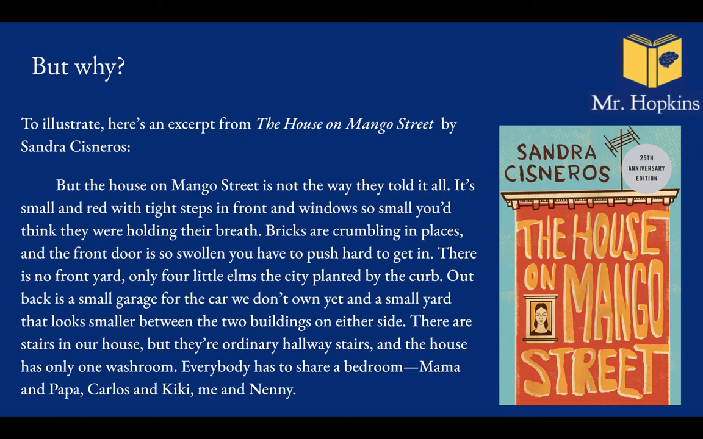Well, to illustrate, let's look at this excerpt from The House on Mango Street. But the house on Mango Street is not the way they told it at all. It's small and red with tight steps in front and windows so small you'd think they were holding their breath. Bricks are crumbling in places and the front door is so swollen you have to push it hard to get in. There is no front yard, only four little elms the city planted by the curb. Out back is a small garage for the car we don't own yet and a small yard that looks smaller between the two buildings on either side.